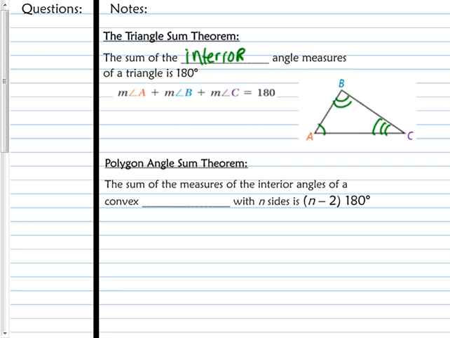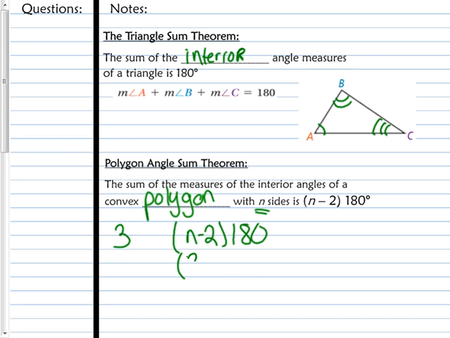The sum of the measure of the interior angles of a convex polygon with n sides, so no matter how many sides it has, is n minus 2 times 180. So take the number of sides, subtract 2, we'll multiply it by 180. Let's try this with a triangle. How many sides does a triangle have? Well, it has 3 sides. So I'm going to plug in 3 with n minus 2 times 180. So a triangle has 3 sides, so 3 minus 2 times 180. What's 3 minus 2? 1 times 180. 1 times 180?